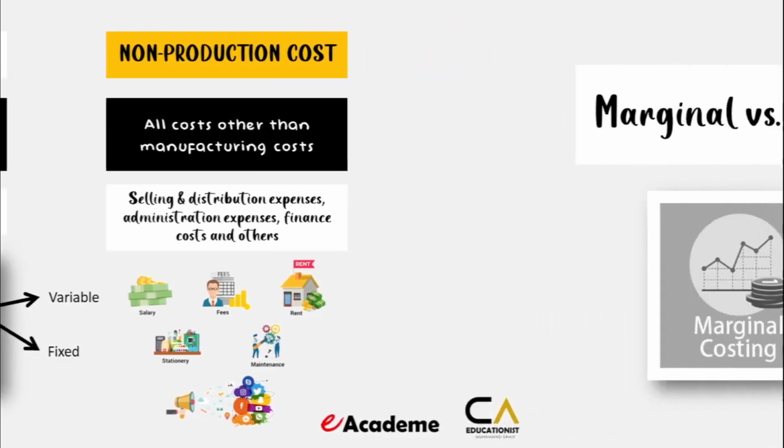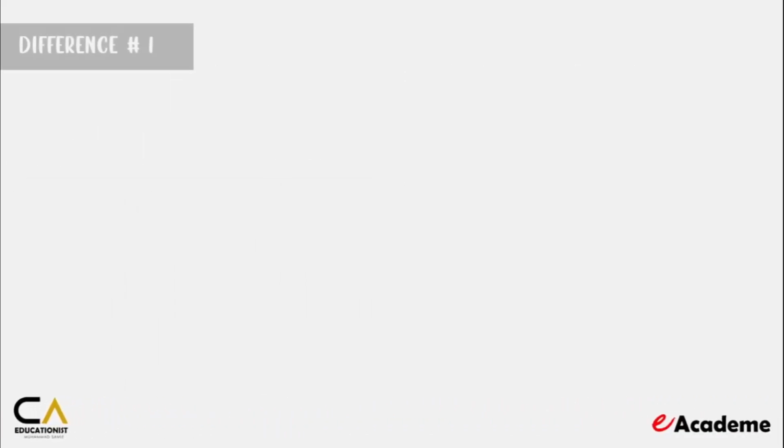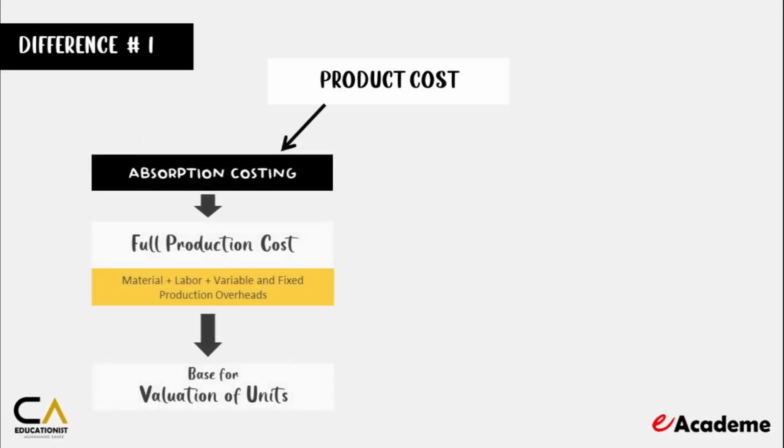Let us now understand the two costing principles by differentiating between them. Absorption costing treats full production costs as product costs. In other words, inventory units are valued at their full production costs, and these costs are expensed out in the period in which the units are sold.